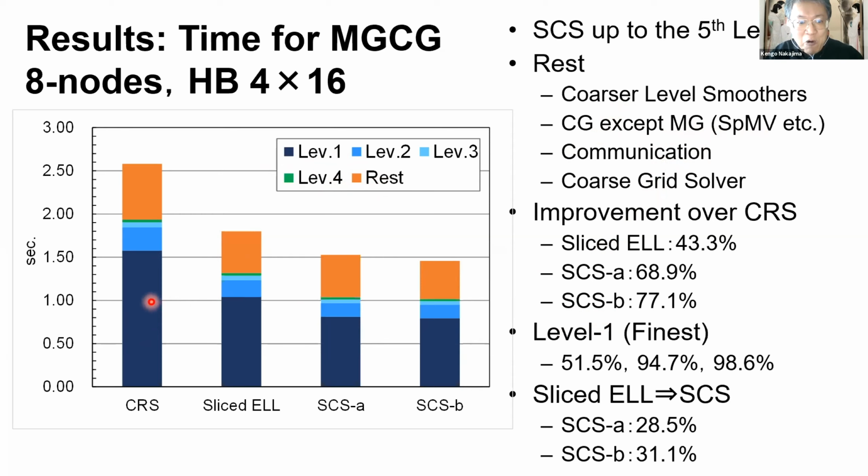The improvement over CRS is over 40% for the sliced ELL, 70% for the SCS-A, and 77% for the SCS-B. If we consider just the level 1 part, the value is a little bit larger: 50%, 95%, and 99% for each case. The improvement from sliced ELL to the SCS is roughly 30%, which is better than expectation.